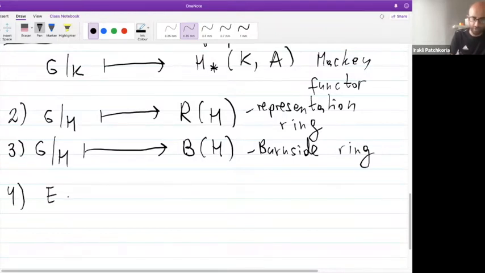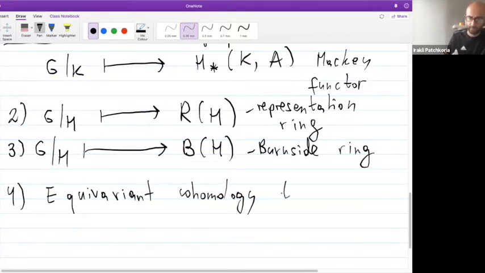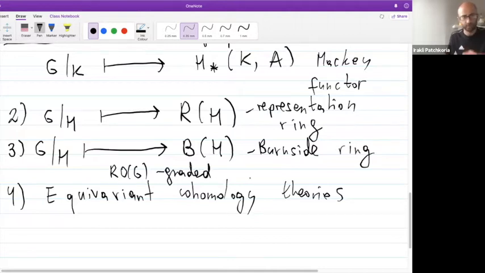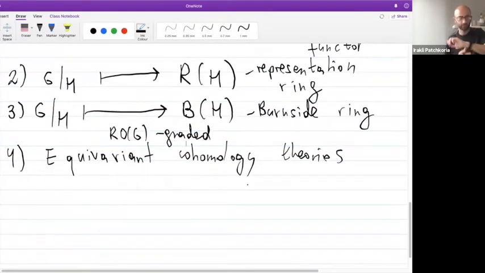It generalizes everything I said before. These are equivariant cohomology theories, in this RO(G)-graded sense. I will in a very sloppy way tell you what this is. You have to be very careful while defining these things, but I will be very, very quick.